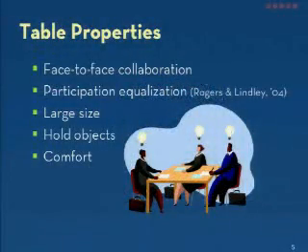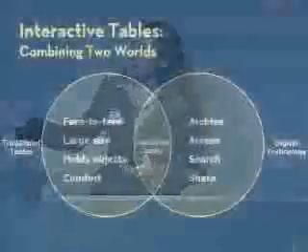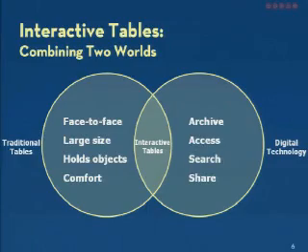Of course, tables tend to have a large surface area, so they afford the spreading, piling, and organization of information. Because they're a horizontal form factor, you can place tangibles and other objects on top of them. And finally, if you're working for any extended period of time, it can be comfortable to be seated at a table while you work. What would be great is to combine these benefits of the traditional piece of furniture with the benefits of digital technology.